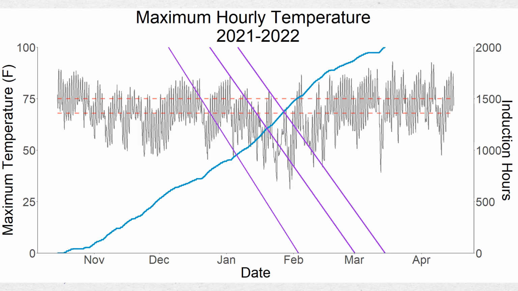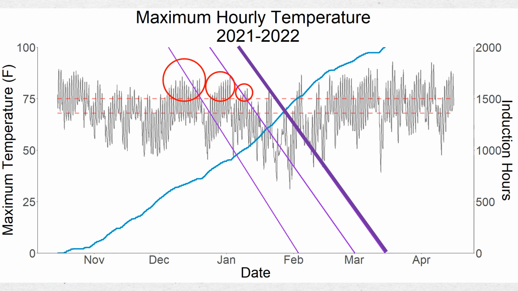Now let's overlay our flowering model. Here, the blue line represents the induction hour accumulation, while the three purple lines represent the three bloom prediction lines. If you'll notice, the start of our first bloom prediction line corresponds to a longer period of warm weather. Similarly, the second bloom prediction line corresponds to another, yet slightly shorter, period of warm weather. And our last bloom prediction line corresponds to a final short period of warm weather.